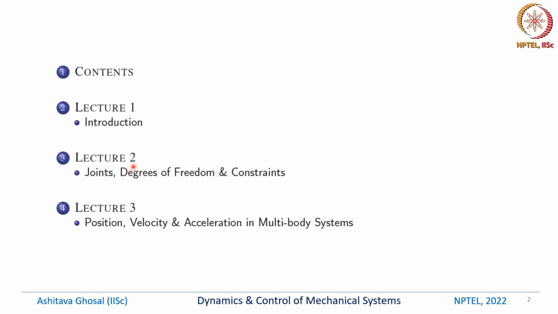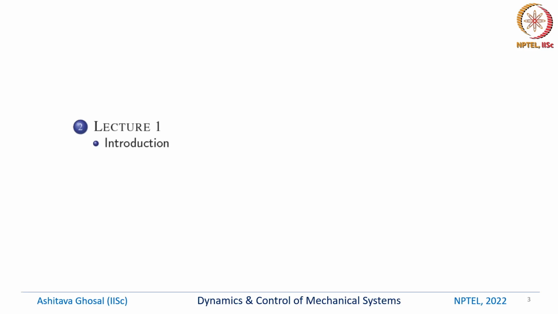In the second lecture, we will look at how these different rigid bodies are connected, and the way they are connected is through joints. And we will look at this very important concept of degrees of freedom in a multi-body system, and also the constraints in a multi-body system. In the last lecture of this week, we will look at position, velocity, and acceleration in multi-body systems. So lecture 1, introduction.